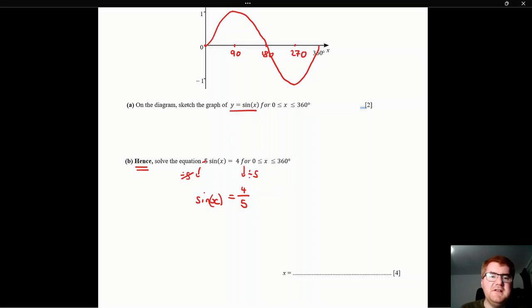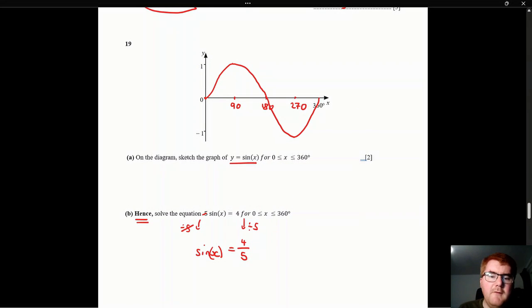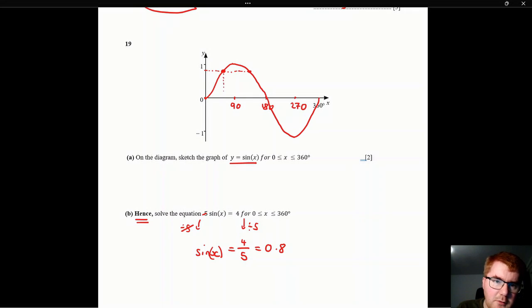Now, how do we interpret this in terms of the graph here? Well, 4 fifths is the same as 0.8. So notice we're looking for the solution around here and around here. So this is what we want to read off to work out our two answers.